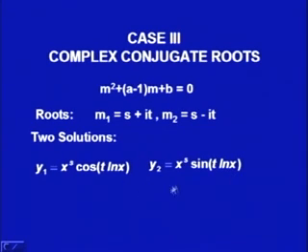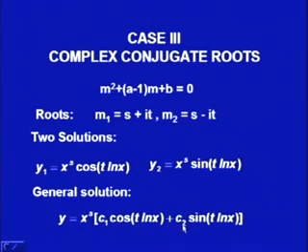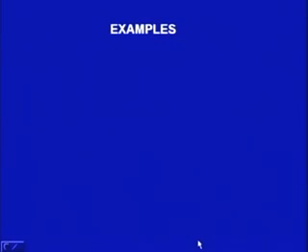These will be linearly independent, again you can check it using the Wronskian, and the general solution will be of the form x to the power s [c1 cos(t log x) plus c2 sin(t log x)], where s is the real part and t is the imaginary part of the complex conjugate roots. So, we have discussed these three cases. Let us do some examples to understand this method and how to solve these Euler-Cauchy equations.